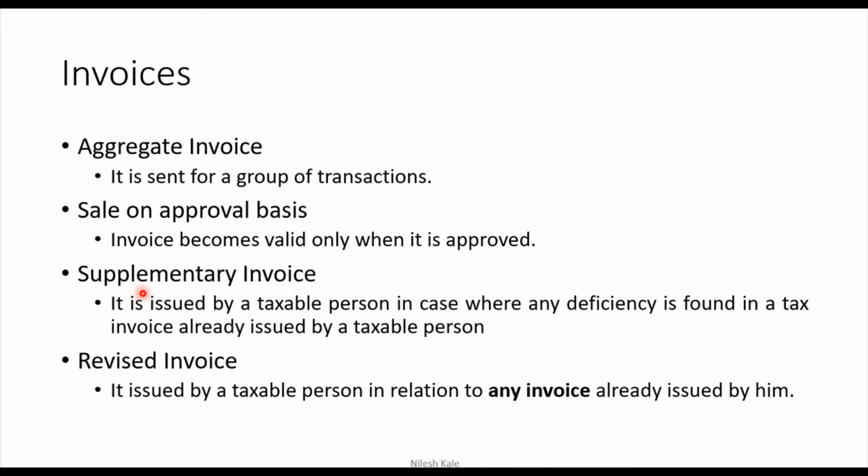Like in examination you add supplements to the main exam paper, right? So it is issued by a taxable person in case where any deficiency is found in a tax invoice already issued by a taxable person, right? This is another reason which is given, where any deficiency is found in a tax invoice. Let us say there are 50 transactions and we are issuing an aggregate invoice. That is fine. We can have one supplementary invoice as well.